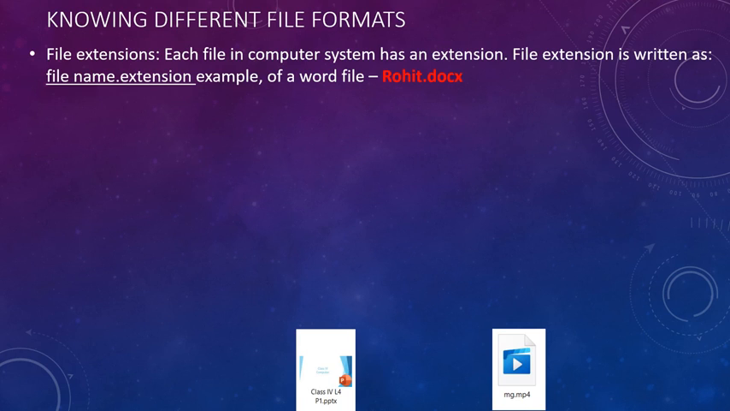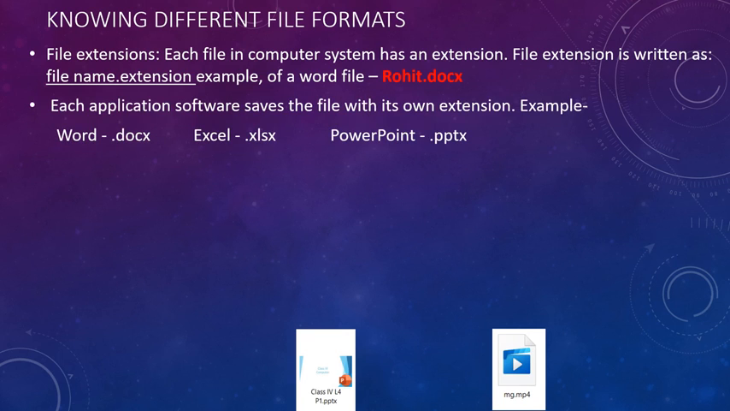File extensions. Each file in a computer system has an extension. If you have seen files in your computer, they will have a name, then a dot, and then 3 or 4 letters after it. So a file extension is written as first the file name, then a dot, and then the extension. Example of a Word file: rohit.docx. So the extension of Word files is docx.